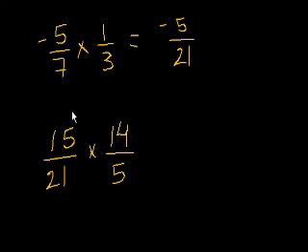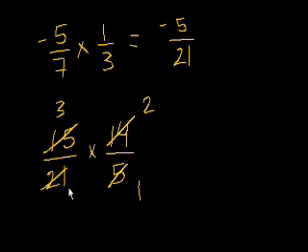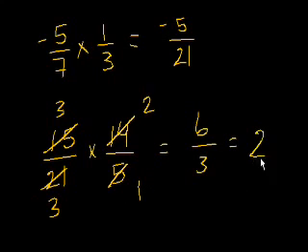But we can see that 15 and 5 are both divisible by 5, so let's divide them both by 5. So 15 divided by 5 is 3. 5 divided by 5 is 1. 14 and 21, they're both divisible by 7. 14 divided by 7 is 2. 21 divided by 7 is 3. And so we get 3 times 2 is 6 over 3 times 1 is 3, which equals 2.